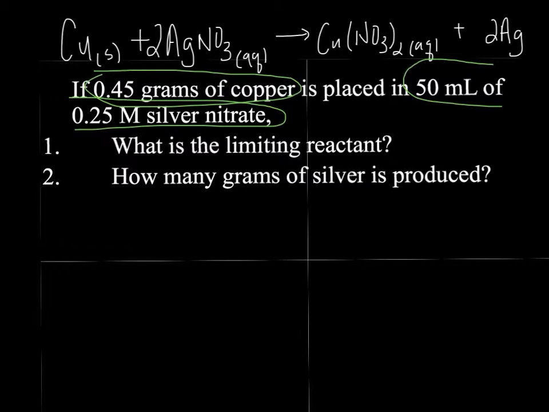First question is, what is the limiting reactant? And the second question is, how many grams of silver are produced? So we really can't answer the first question without doing a lot of work for the second question, so we're actually going to do just about all the work for both questions before we can answer both of them.